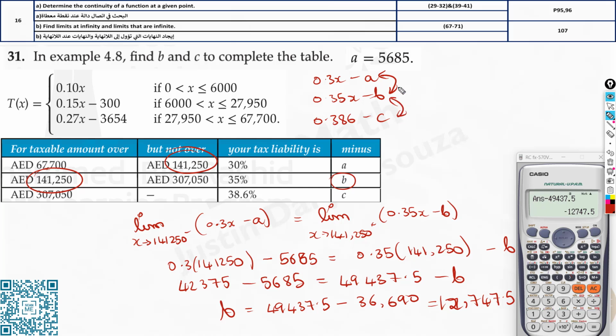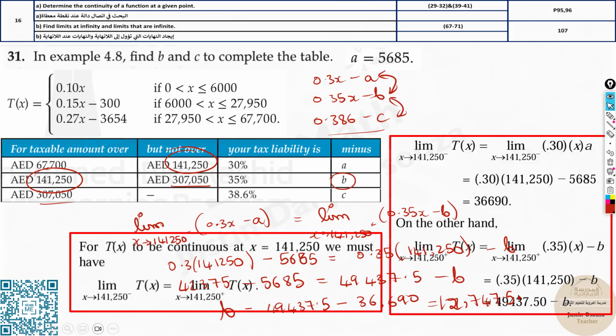Now similarly, once you have found the b value, you can equate these two equations, just like what we have done over here, substituting this into the function, and this x value changes to 307,050. Then on your right side, the equation changes. c will be the unknown variable, and just continue the same method. You will get the answers.